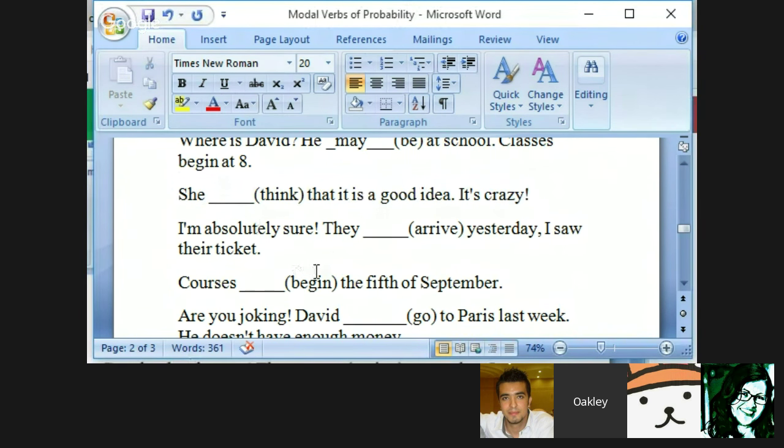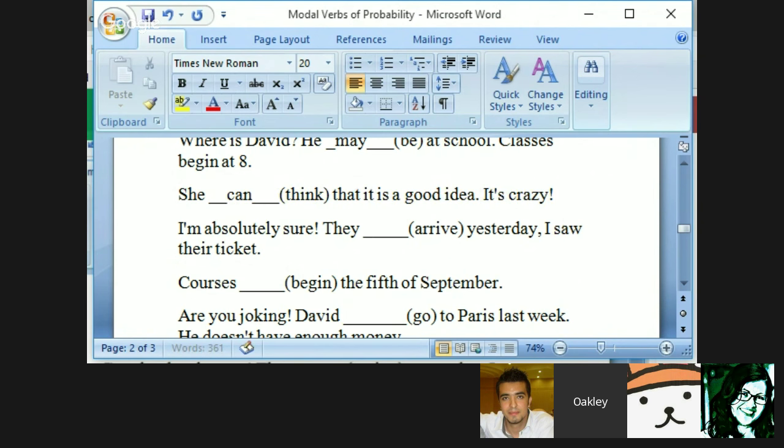She must think that it's a good idea. It's crazy. Oh, okay. All right. She must think that is a good idea. It's crazy. Now you're implying that she's crazy. Okay. 100%. She may think... Okay, then you're saying 50-50. That doesn't really make sense.